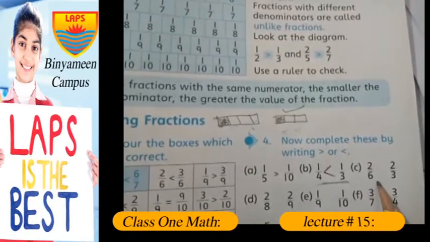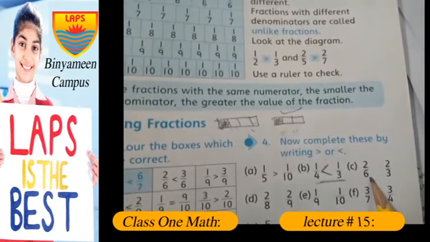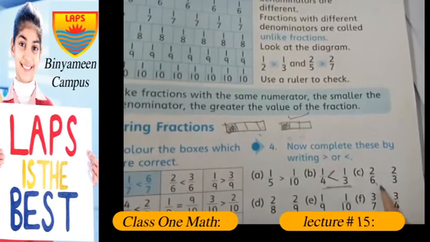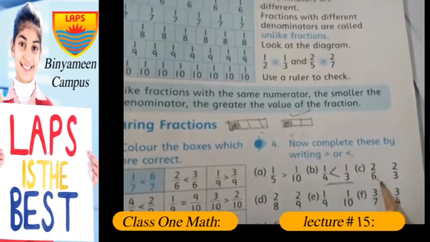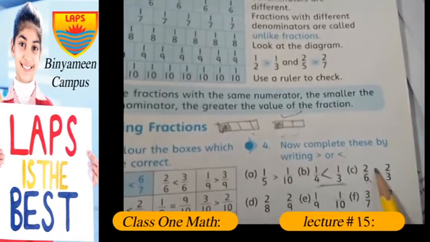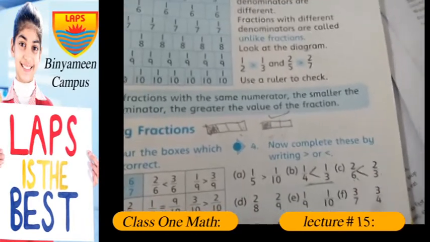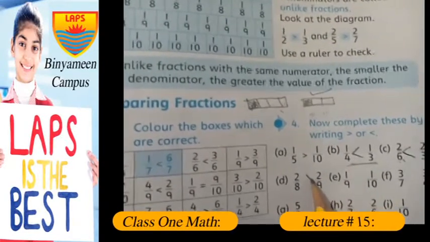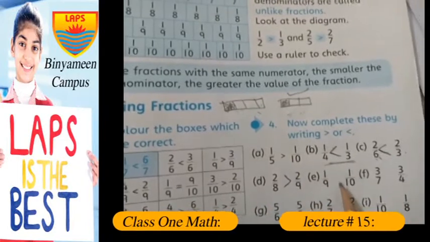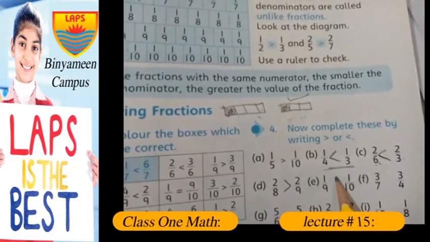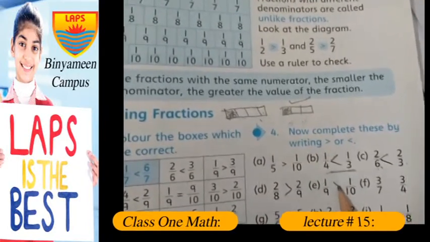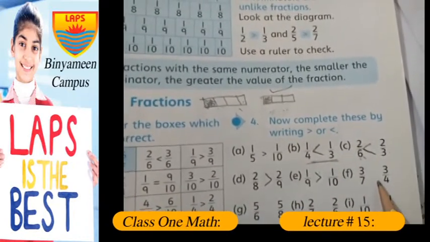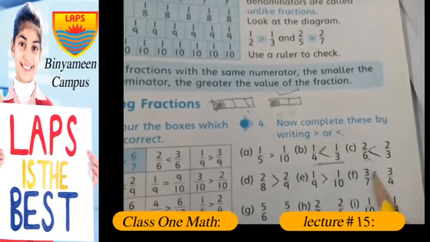And similarly if we look at 2 over 6 and 2 over 3, same numerator, but the denominator of this fraction is bigger, so this fraction is lesser than this one. And for this one, 2 over 8 is actually greater than 2 over 9, and for this one 1 over 9 is greater, yes, it is greater than 1 over 10. And for this one 3 over 7 and 3 over 4, this fraction is lesser than 3 over 4.